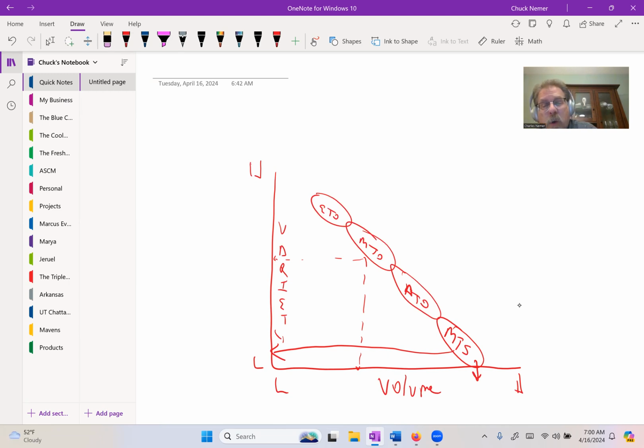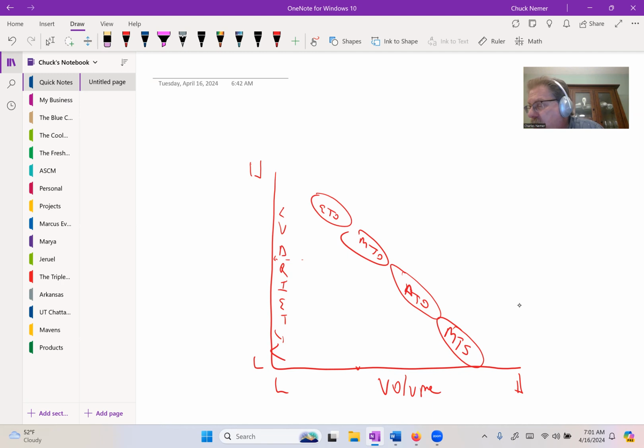And that can go to the extreme. The extreme can be engineer to order, which is very low volume and very high variety, to the point of even being a one-off. I'm going to make one packaging system for my factory. Okay, so different volumes, different varieties. So we're going to focus in on make to stock here.